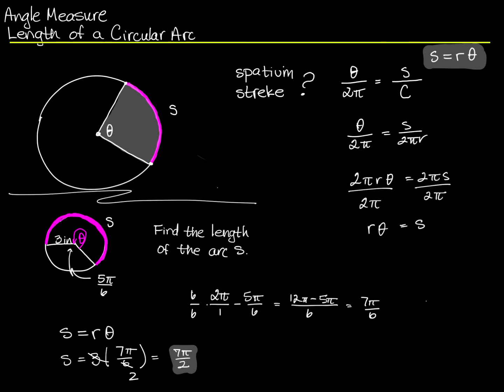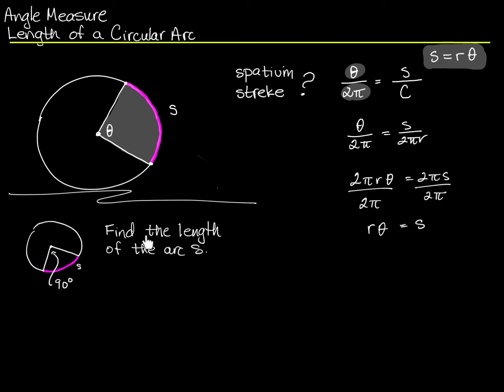Something we have to be very careful of here is that the angles that I use in my formulas must be in radians, because the formula was derived using radians. If I use degrees, I'll get the wrong answer. Let's take a look at another example.